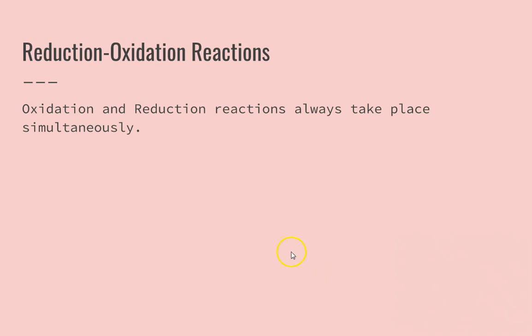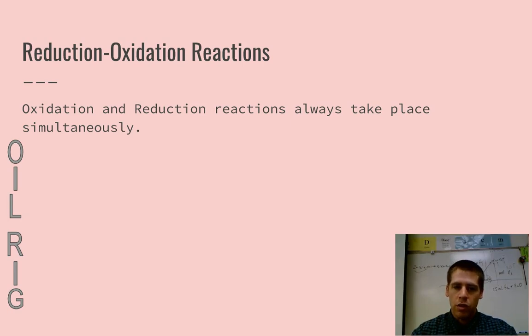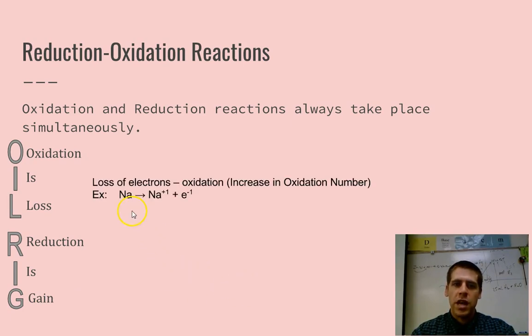The term redox comes from the combination of reduction and oxidation. So there's two things going on at the same time, and they always take place simultaneously. The way I remember this is to always use the phrase OIL RIG to remember which one is which. So oxidation is loss and reduction is gain. Put a star next to this. We're talking about electrons. So losing electrons is oxidation. Reduction is gaining electrons. Let's look at a few examples.